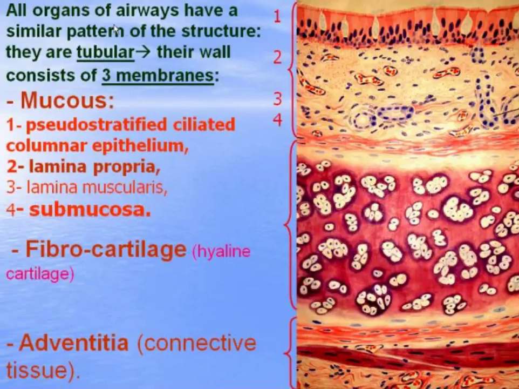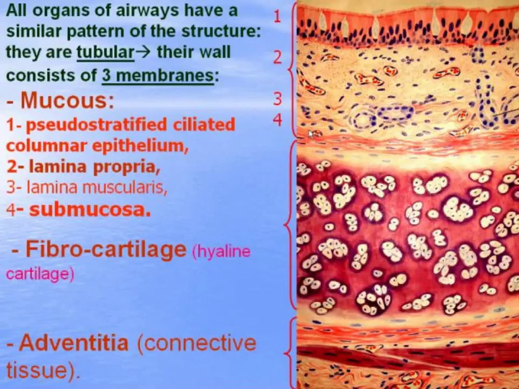All organs of airways have a similar pattern of structure. They are tubular. They all consist of three membranes: inner mucous membrane, middle fibrocartilage, and outer adventitia.